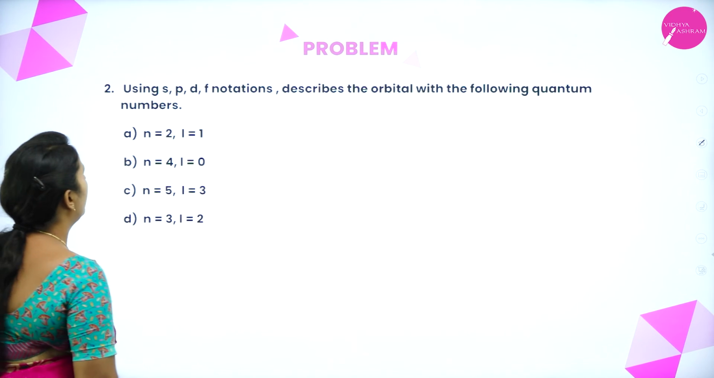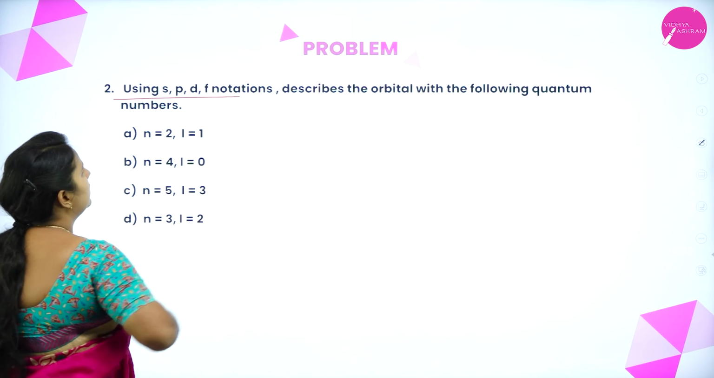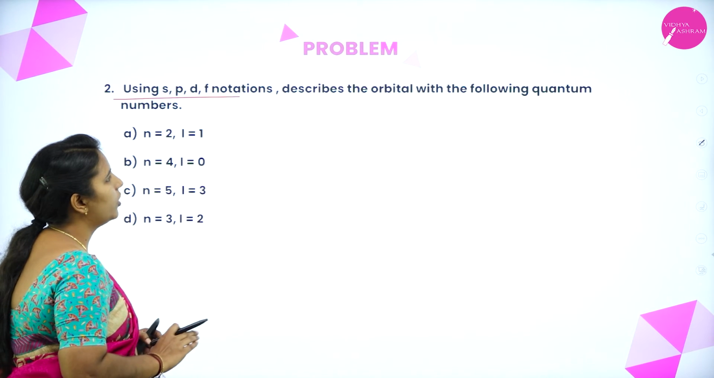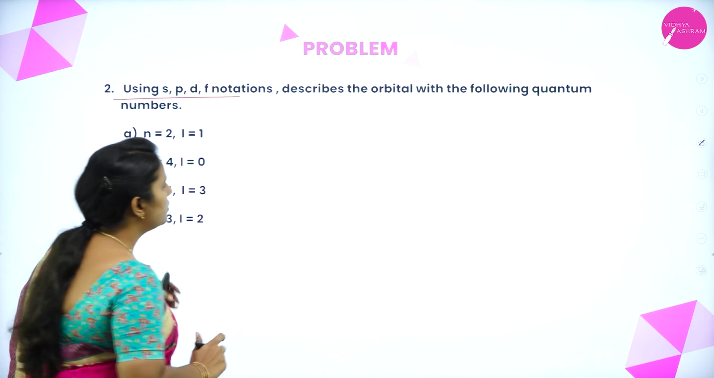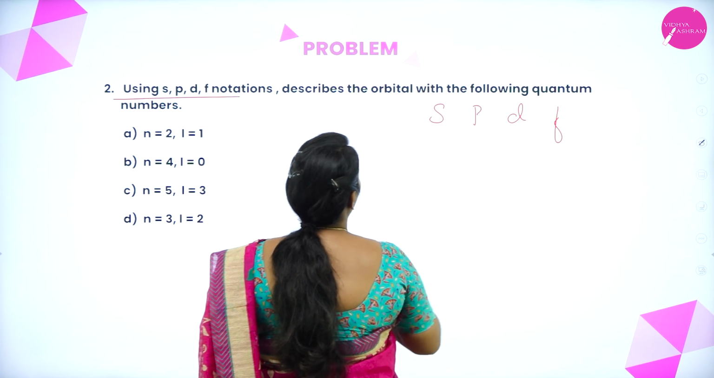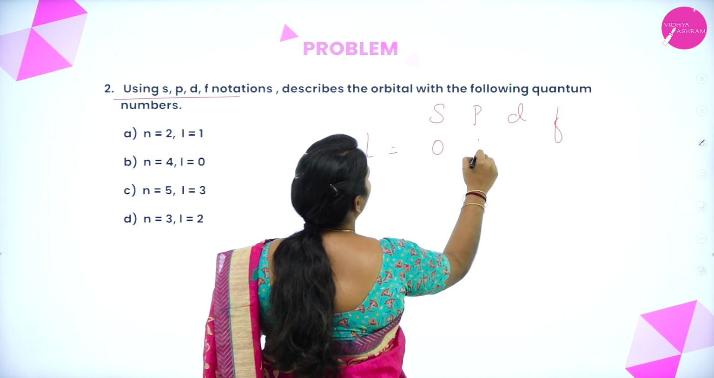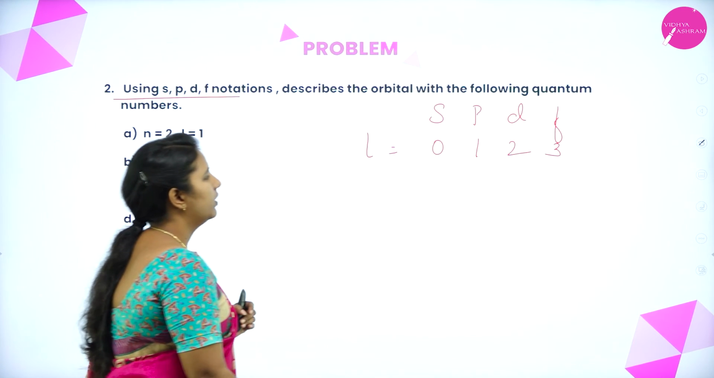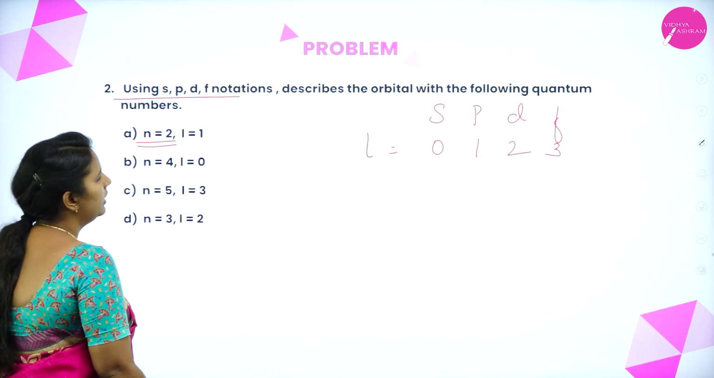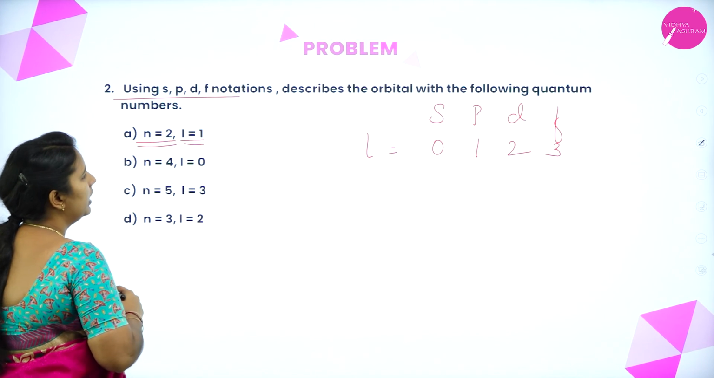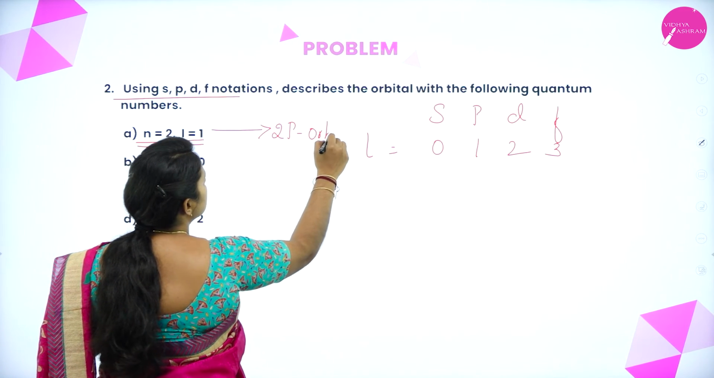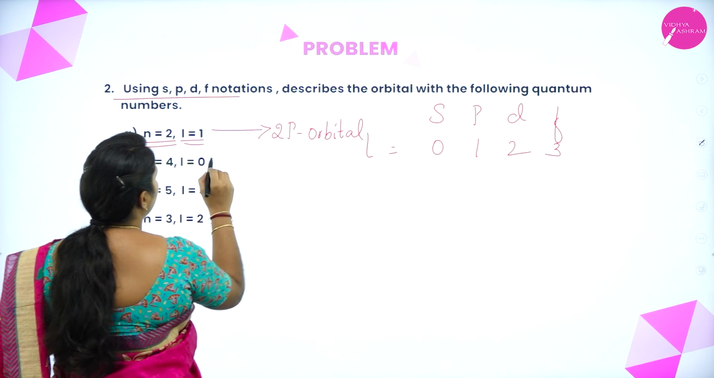So it is very simple to solve the numerical based upon the principal quantum number. Next, by using SPDF notation, describe the orbital with the following quantum numbers. So we need to use the notation of SPDF. The values of L will be 0, 1, 2 and 3. If n is equal to 2, then L value is 1, then we call it the 2p orbital.